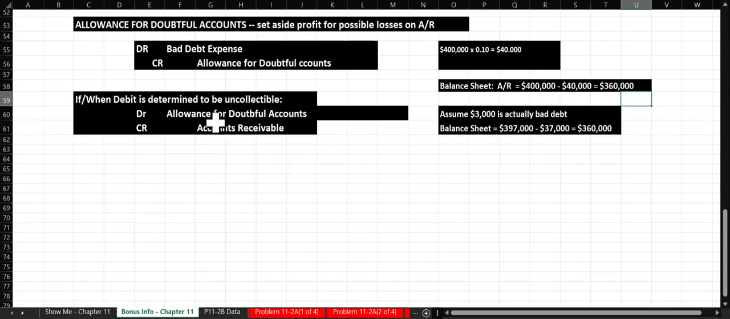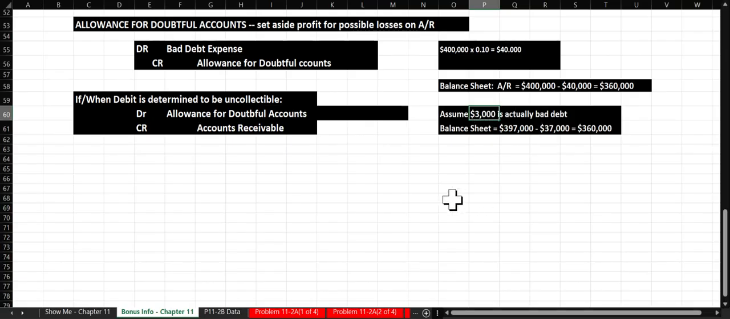Now, what happens if it turns out that we have to write off, let's say, $3,000 because now we know that this is bad? Maybe the person filed for bankruptcy and we are notified that they have done so and we are not going to be able to collect, or they've gone out of business. So we're not going to be able to collect. Even after we negotiate, we're still going to lose, let's say, $3,000.